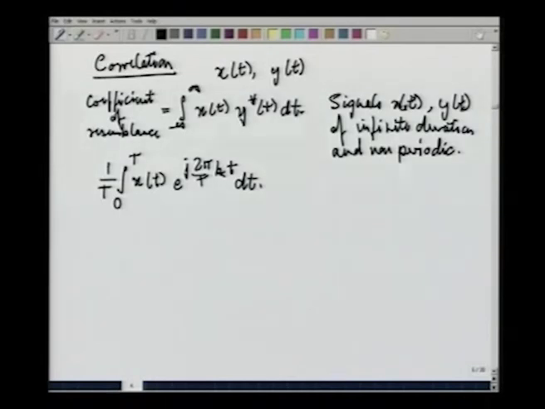However, as you can see, this is not a very serious matter. You would just get the coefficient of correlation or the coefficient of resemblance in a different set of units if you did not multiply by 1 by T, but that is all right. Since everybody does it, let us go ahead and do it. Now, let us see what happens.